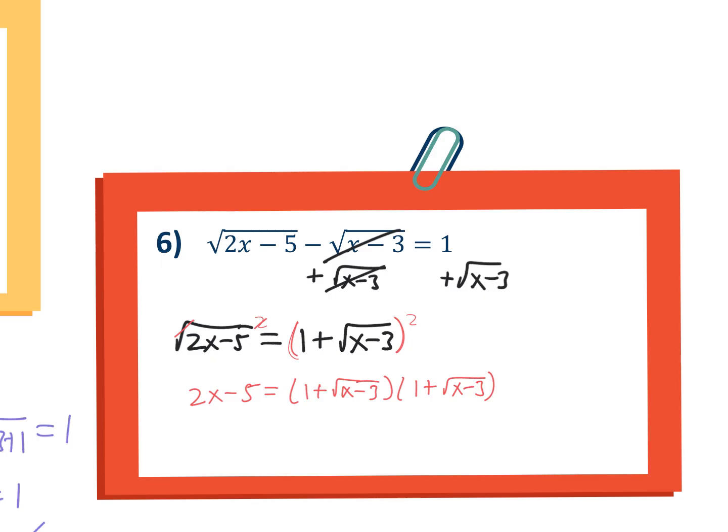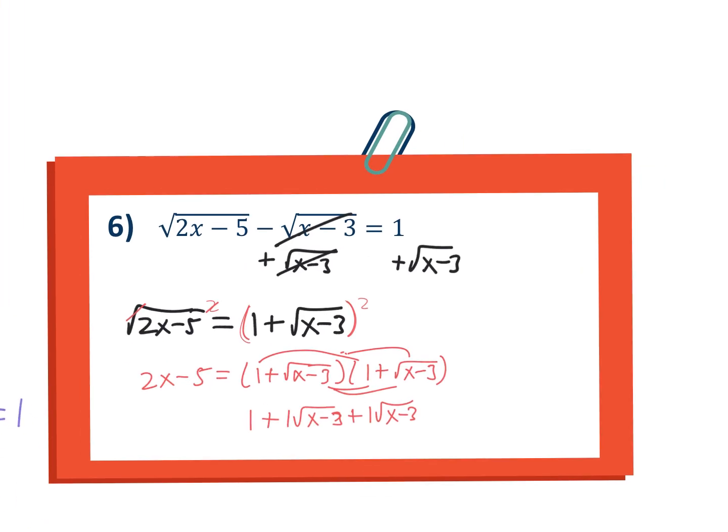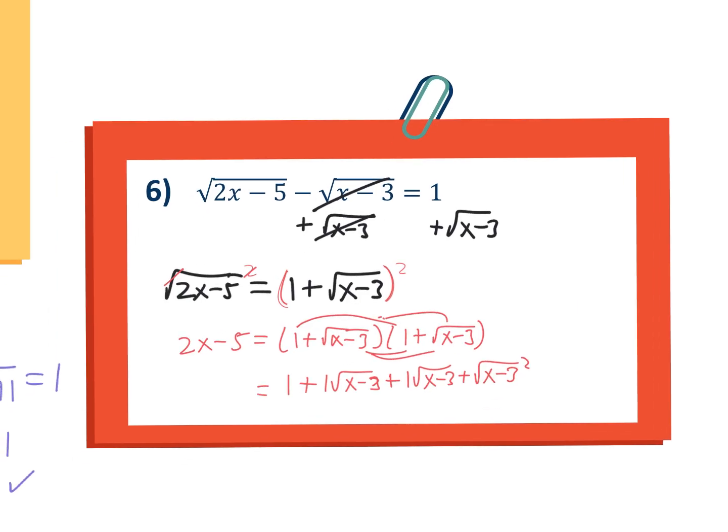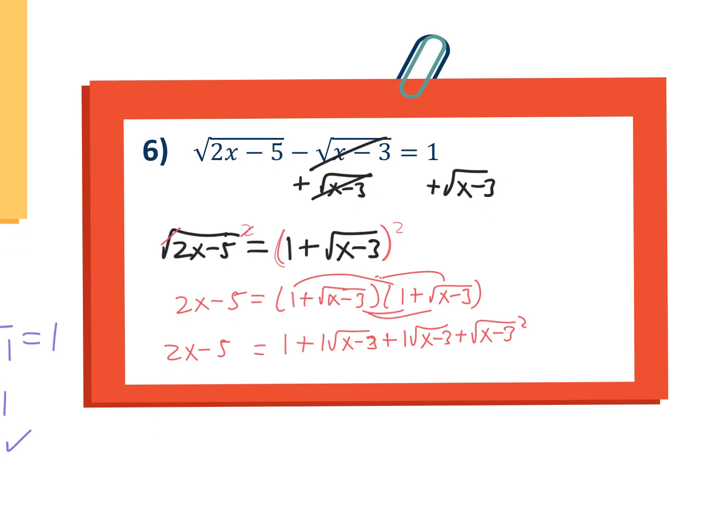All right, and then we can FOIL. 1 times 1 is 1. 1 times the square root of x minus 3 is 1 square root of x minus 3. And then the square root of x minus 3 times 1 is 1 square root of x minus 3. And then the square root of x minus 3 times the square root of x minus 3 is the square root of x minus 3 squared, equals 2x minus 5. All right, and then we can combine like terms and then simplify that square.